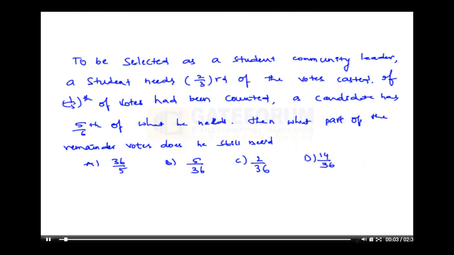A student needs 2/3 of the votes cast. If 1/5 of the votes had been counted, a candidate has 5/6 of what he needs. Then what part of the remainder votes does he still need?